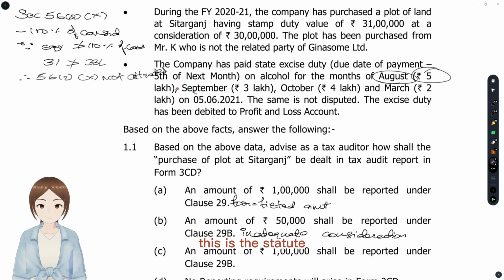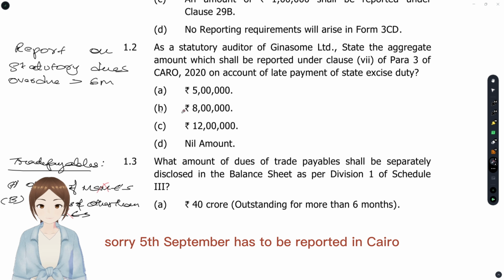We'll see here, these are the statutory dues, excise duty overdues, and they're saying that the expenditure of the month would be due. The due date of that would be 5th of the next month. That is, August is 5th September. That would be 5th September, which is more than 6 months, so we have to report that. For September, it would be 5th October, right? It is less than or equal to 6 months, so it's not more than 6 months. So the amount of 5 lakhs that was overdue on 5th September has to be reported in CARO. So 5 lakhs. Option A is the most appropriate answer.